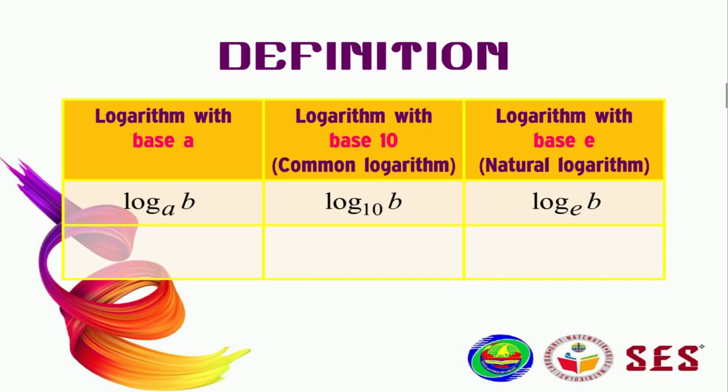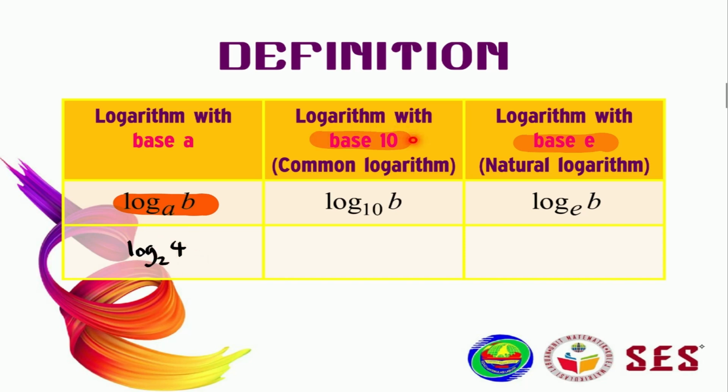There are two special bases in logarithm, base 10 and base e. Normally, any base would be written like this. And the correct way to say this is log b base a. We always say the number first, then the base. For example, this. This is not log 2 4. That's wrong. This is log 4 base 2.